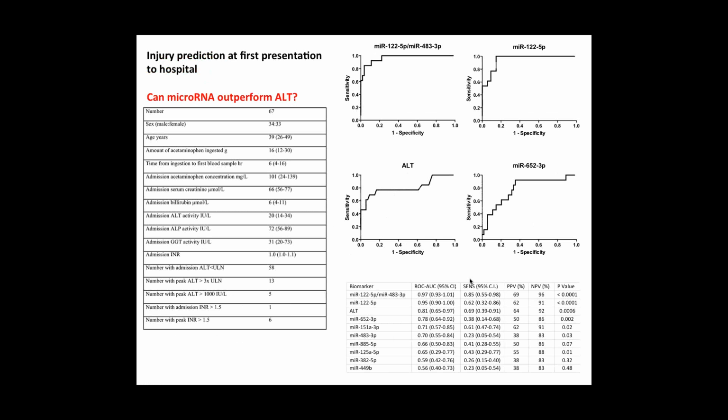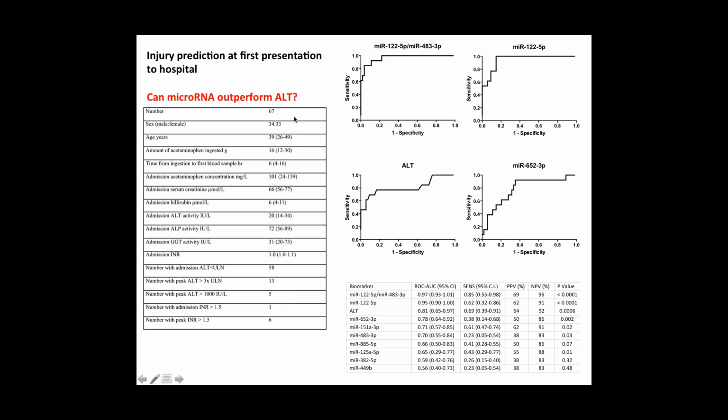But I think the interesting question for this work is, can they do something that we can't do now with ALT? So in this final bit of the study, we recruited patients from a hospital in London. I should say the data so far has been from a hospital in Edinburgh. So we've deliberately gone to a different hospital and recruited different patients. We took the blood sample when the person first came into the emergency department, and we asked: if we measure microRNA as soon as someone comes into hospital, can we predict whether they're going to get injury or not?